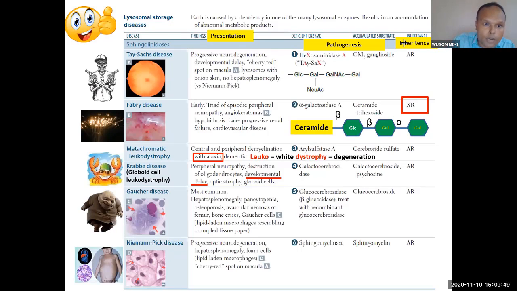You can see the first disorder is Tay-Sachs disease. As we have already told you, six types of disorders are there. So the first disorder is Tay-Sachs disease. Tay-Sachs disease is because of deficiency of hexosaminidase. What is hexosamine here? This is hexosamine. Galactose is a hexose sugar, plus amine. In the whole of this ganglioside, you can see hexosamine in only one place.